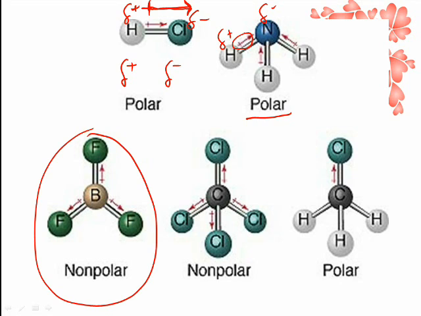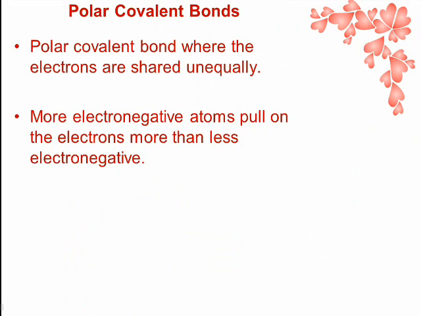And this is an interesting example here. While the fluorine is much more electronegative than the boron, because it's equally dispersed, there's partial negative here, here, and here on the fluorines, and partial positive on the boron, they even themselves out. And the same here with carbon tetrachloride. Here, it's polar because the chlorine is getting most of those electrons from the carbon. Polar covalent bonds are where the electrons are shared unequally.